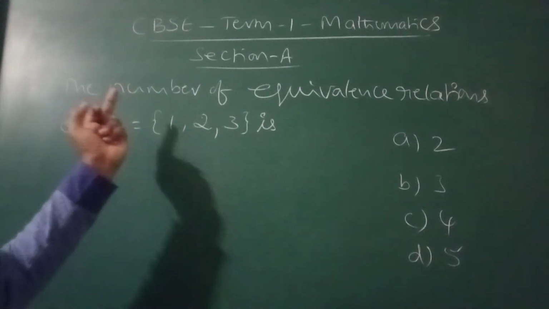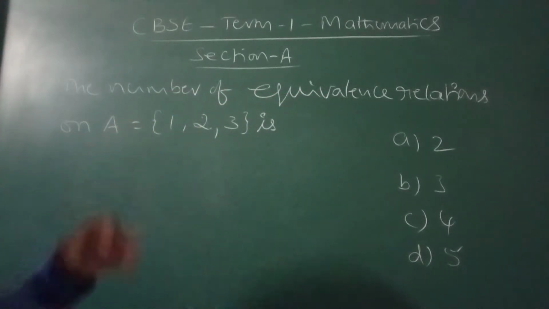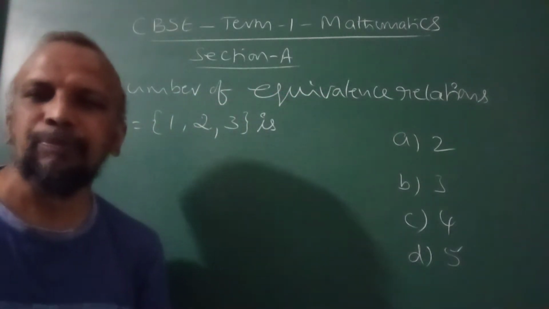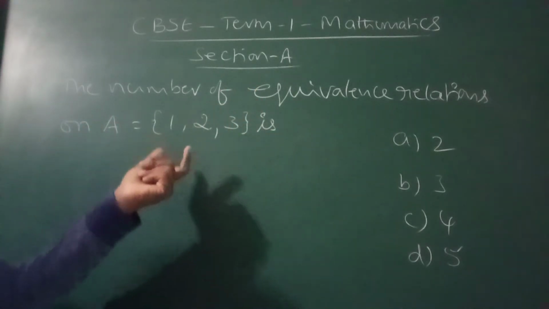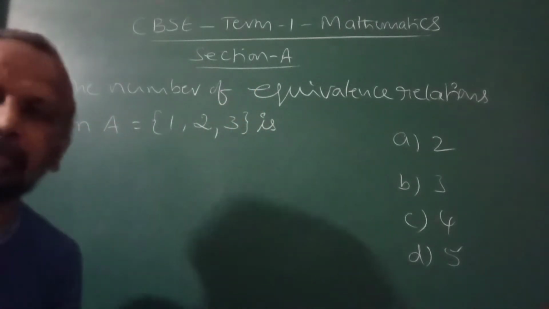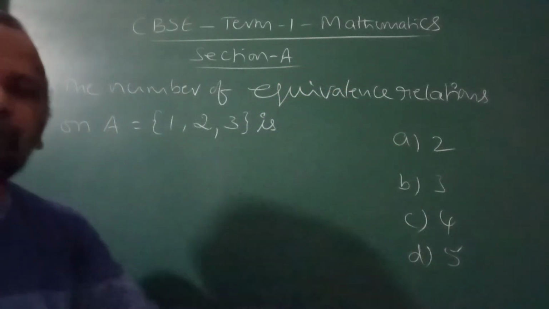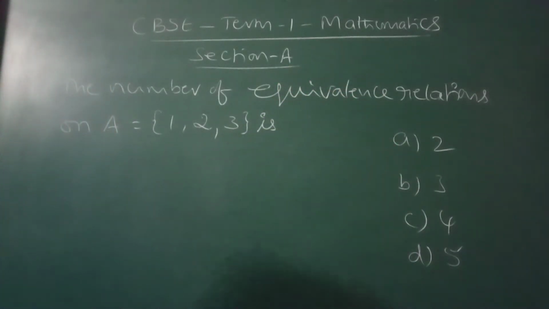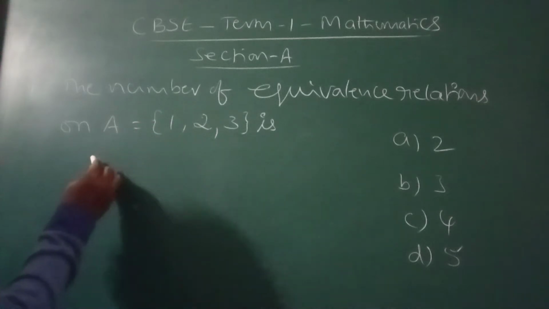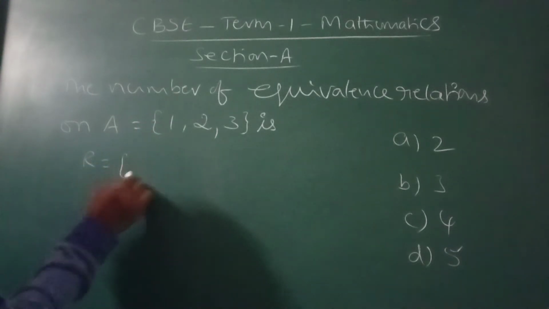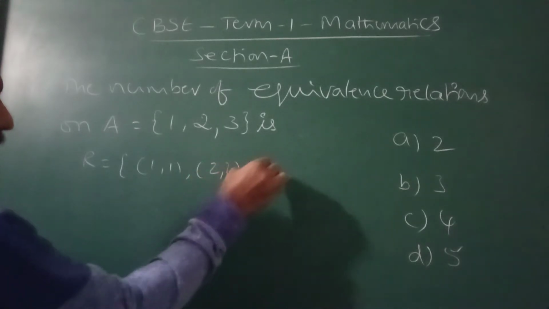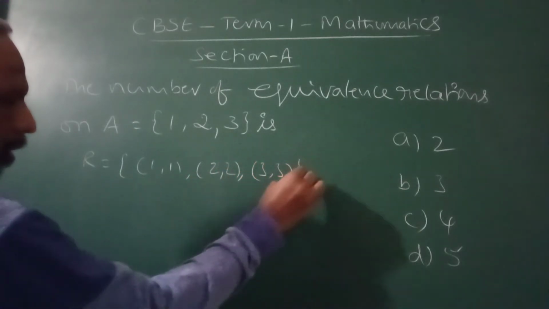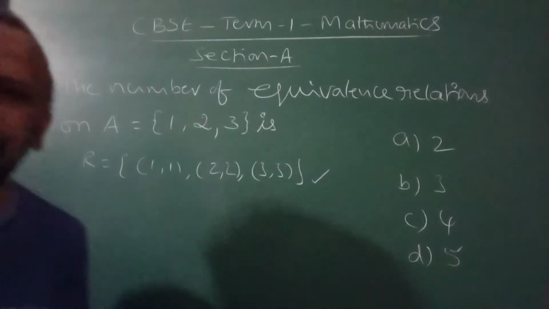Now, you can see here the number of equivalence relations on A equal to the set {1, 2, 3}. They are asking for the maximum possible number of equivalence relations on this, with options 2, 3, 4, 5. Consider the relation {(1,1), (2,2), (3,3)}. This is one possible, and clearly this is an equivalence relation, right?